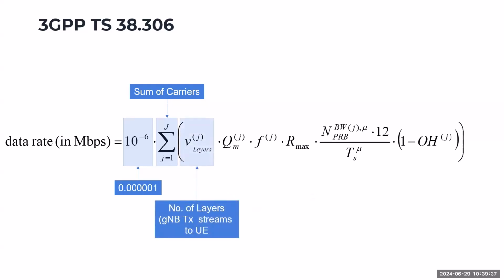And then this is the number of layers, the gNodeB transmission streams to the UE. Okay, so basically this is the number of MIMO layers, whether it's 2x2 MIMO, 4x4 MIMO, or 8x8 MIMO.